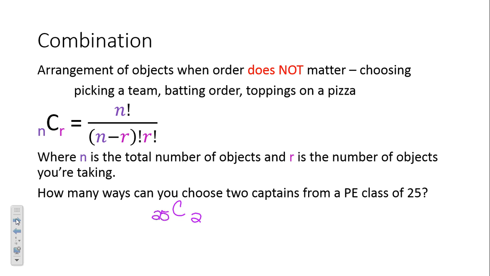Okay, so 25 choose 2 is going to say 25 factorial over, what's 25 minus 2? 23 factorial. And then we still have to tack on our r factorial, 2 factorial at the end. Okay, that's a combination.